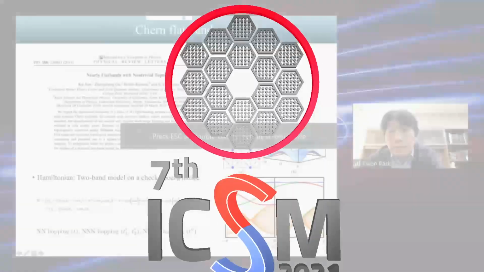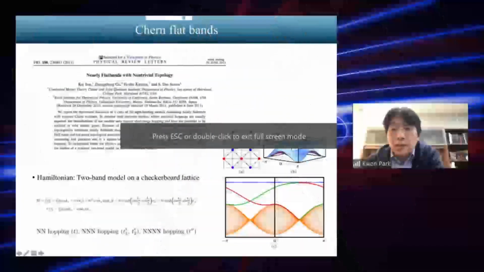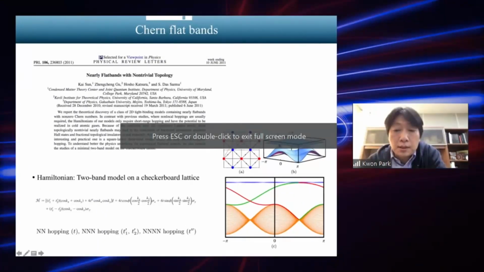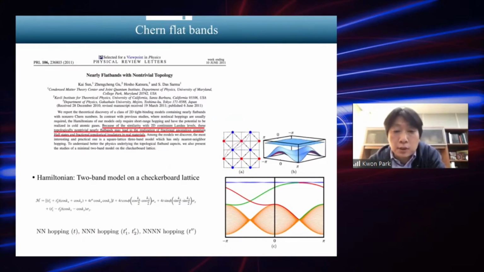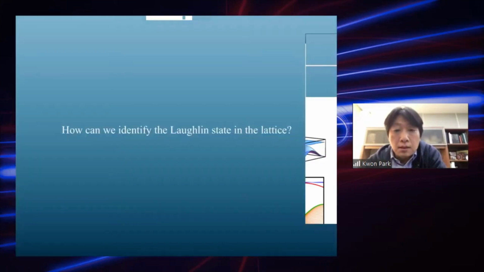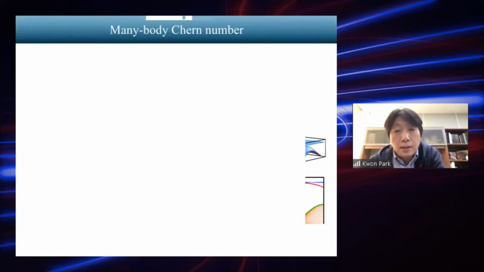For example, here. By introducing interaction on this topological flat band, one can imagine that there can be a Laughlin state, for example, or in general, the fractional topological insulators. But the question is, if you do those calculations and get the ground state, how can you identify the Laughlin state like this?